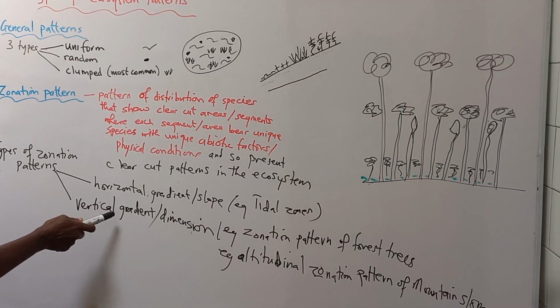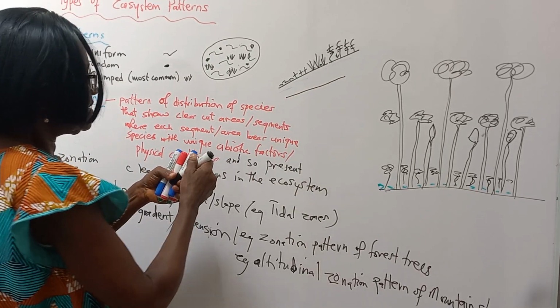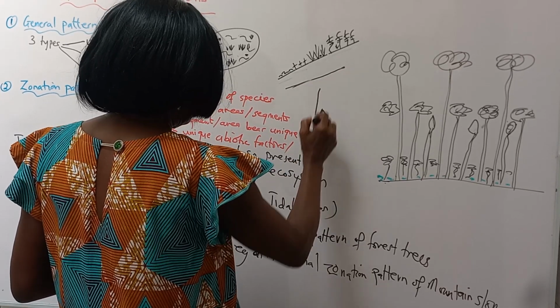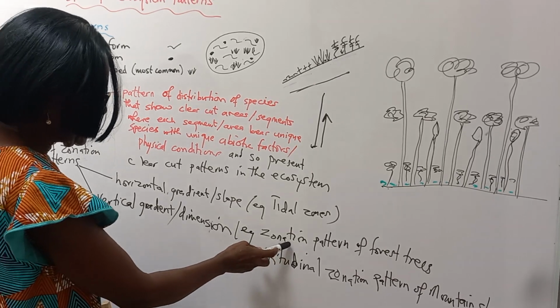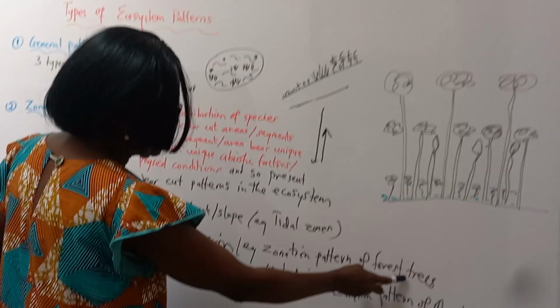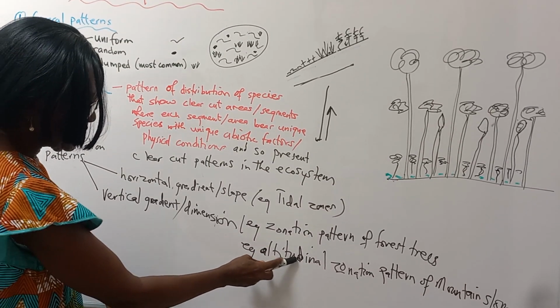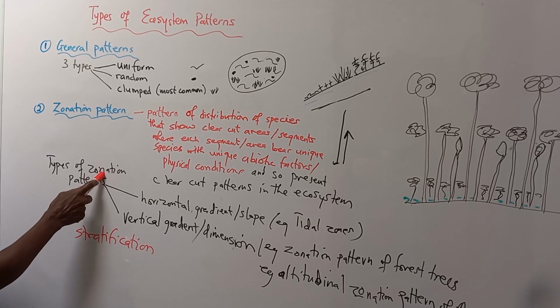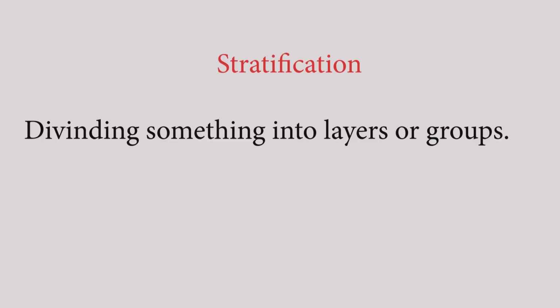So we have also the vertical gradient dimension. Here we have horizontal gradient. Vertical gradient will be this. This is horizontal, this is vertical. So for vertical gradient dimension, an example is the zonation pattern of forest trees. We'll talk about it very soon. Another example is the altitudinal zonation pattern of mountain slopes. You see that zonation is also like stratification. Stratification is dividing something into layers or groups.